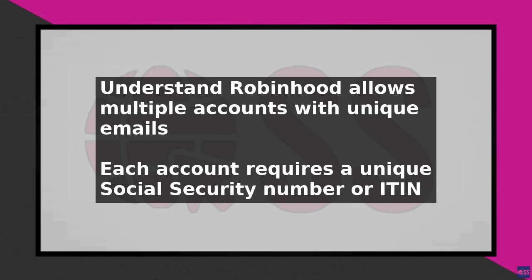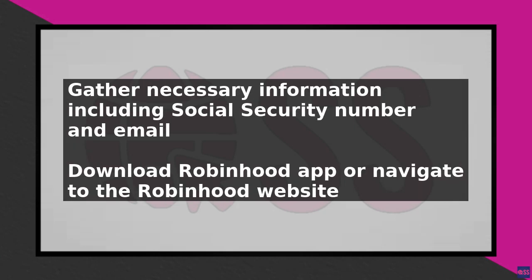To open a second Robinhood account, you must first understand that Robinhood allows users to have multiple accounts. But each account must have a unique email address and social security number or individual taxpayer identification number. Begin by gathering the necessary information, including your social security number or individual taxpayer identification number, a valid email address that has not been used for another Robinhood account, and your employment and income information.